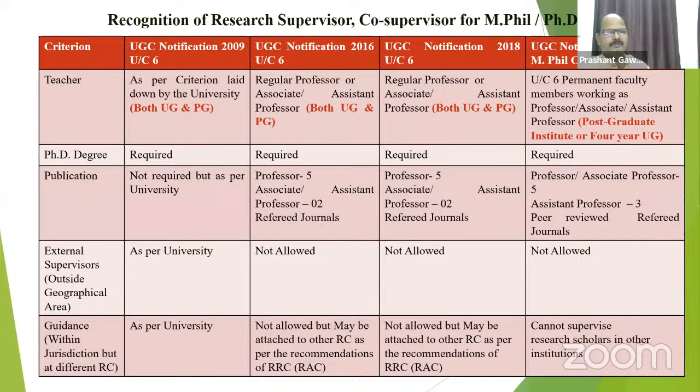The same thing happens in 2018. However, there is a slight change in 2022. That is, a professor and associate professor shall have 5 research publications. However, the assistant professor needs only 3 peer-reviewed and referred journal publications.